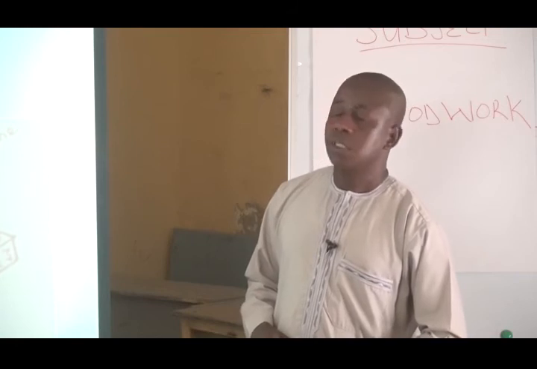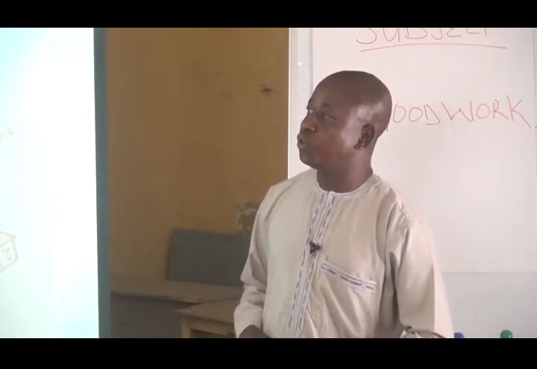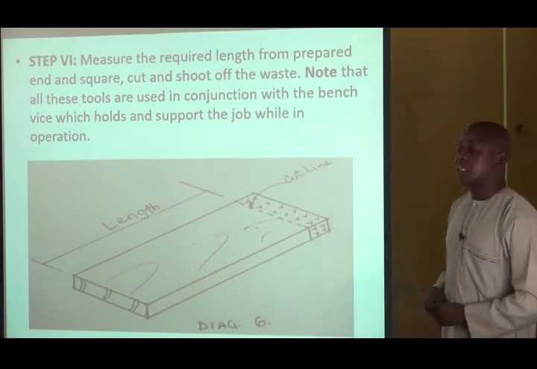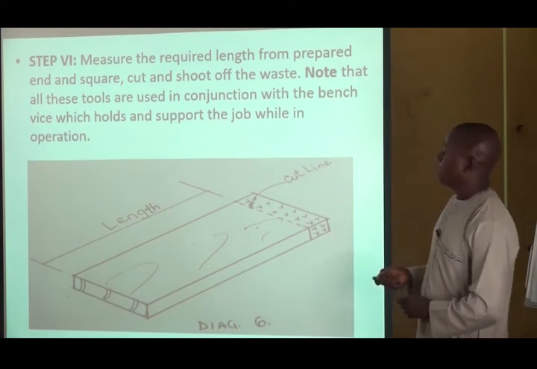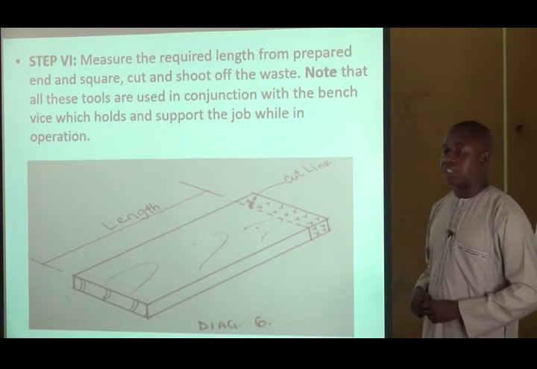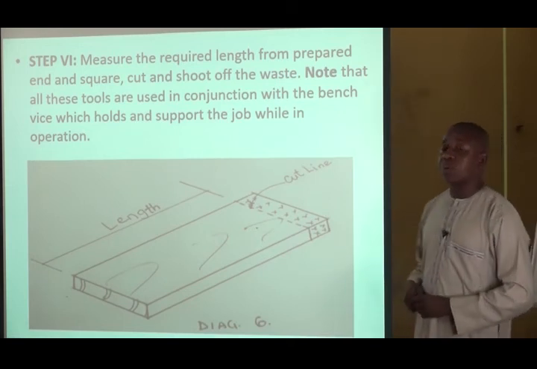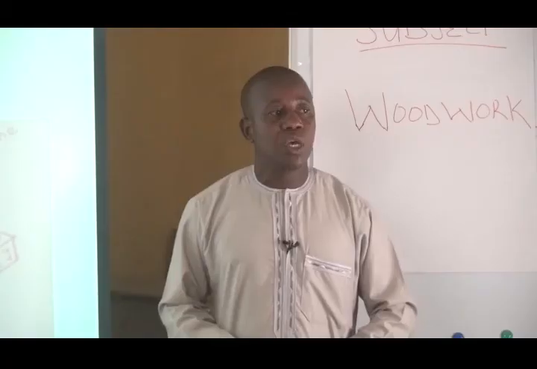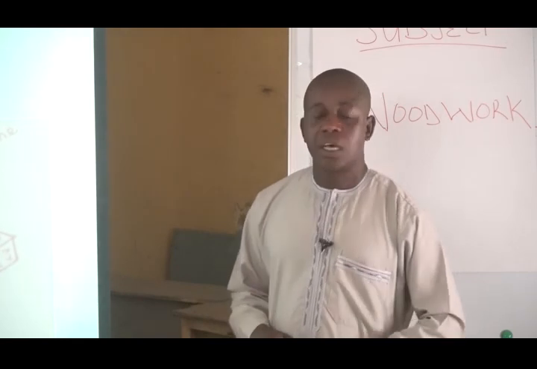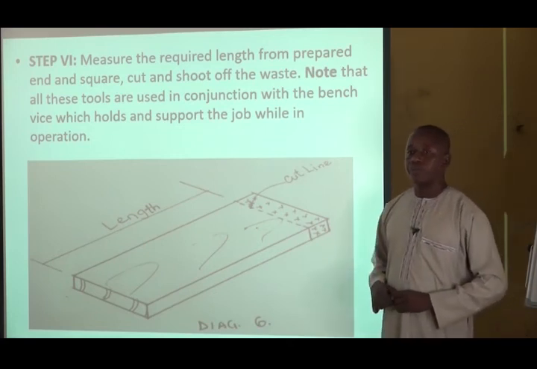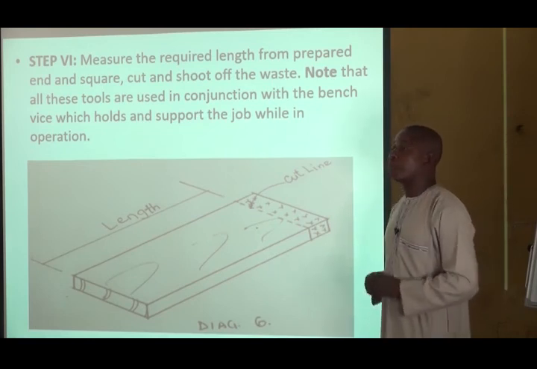Let us note that the tools used in conjunction with the bench vise, which holds and supports the job while in operation, are either the steel rule or our rule, with which the required length is measured and marked, while the tri-square is used to square round our pieces, where the waste part that is not required will now be cut off and shot. After which, using the tri-square, we test for squareness to the face, squareness to the edge, and flatness to both the face side and the edge. Once this is perfectly done, your workpiece is okay.